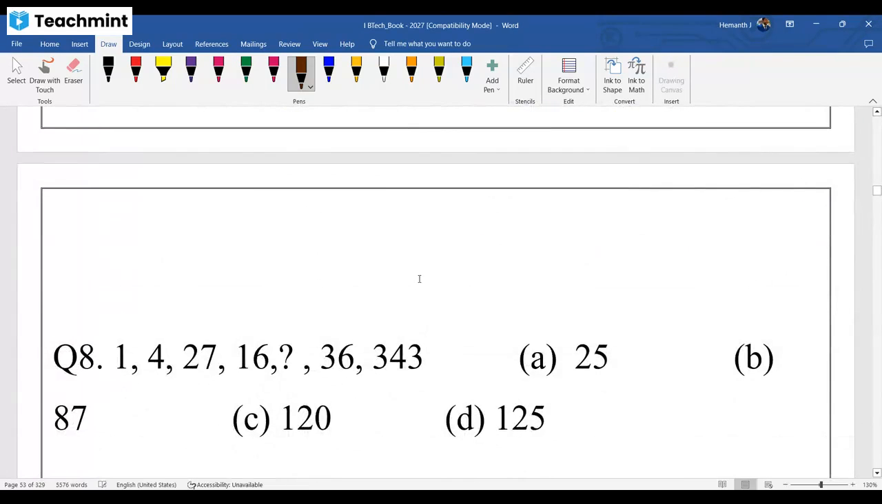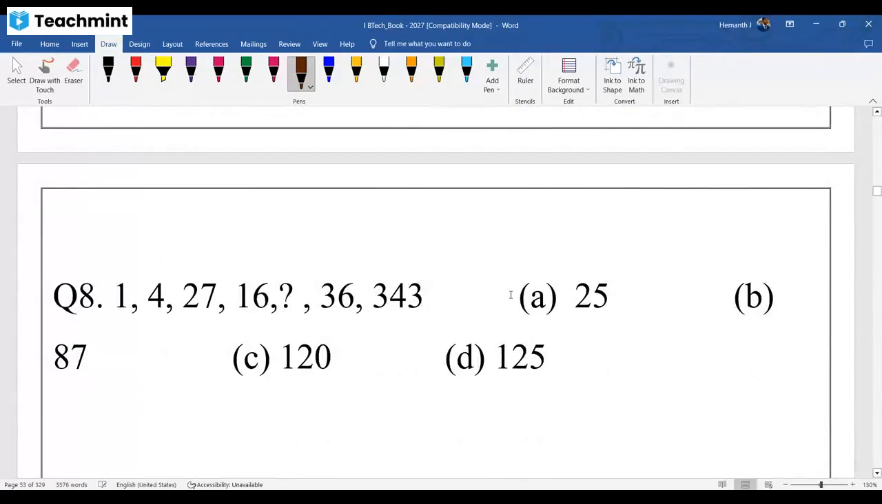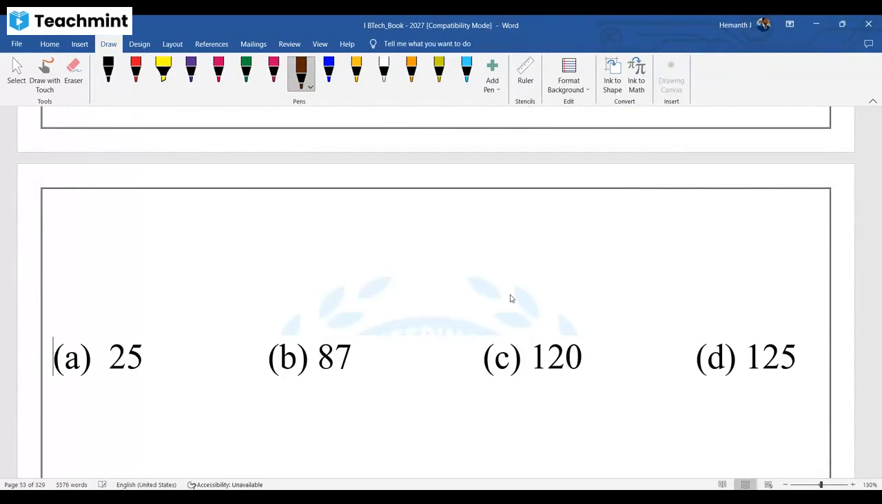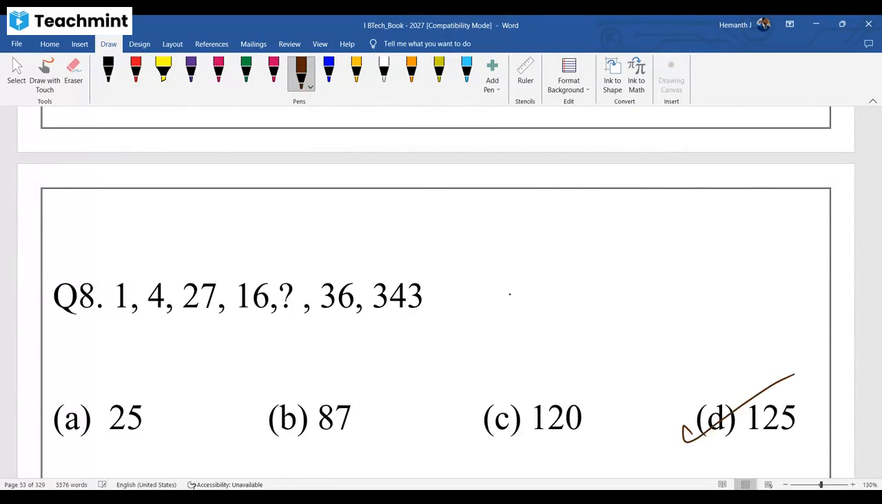Next, this question was already done. Answer 25 or 125? 125. For odd numbers, cube. For even numbers, square. For odd numbers, cube logic. For even numbers, square logic. Done?